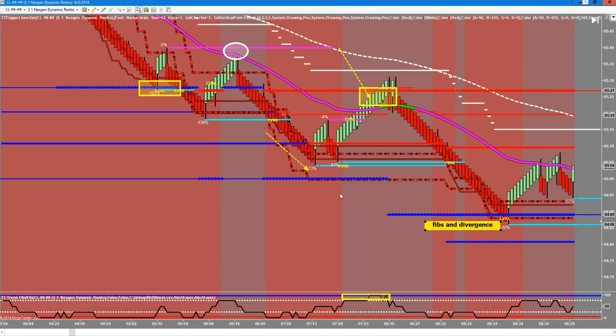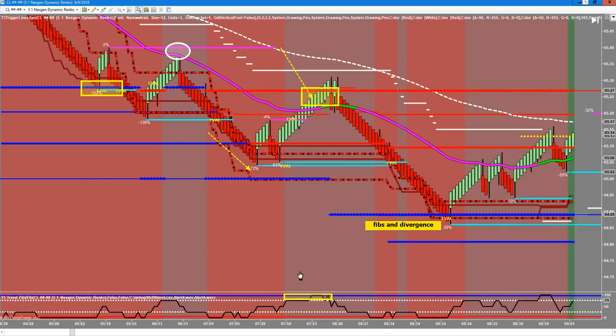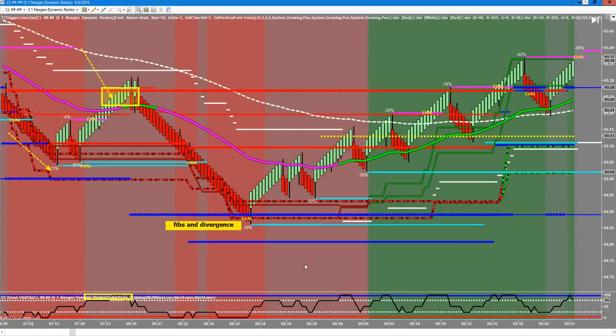So what does that mean? Stop going short, right? And lo and behold, what happens? We change the trend. Now, they make it very difficult for us on this one single chart.